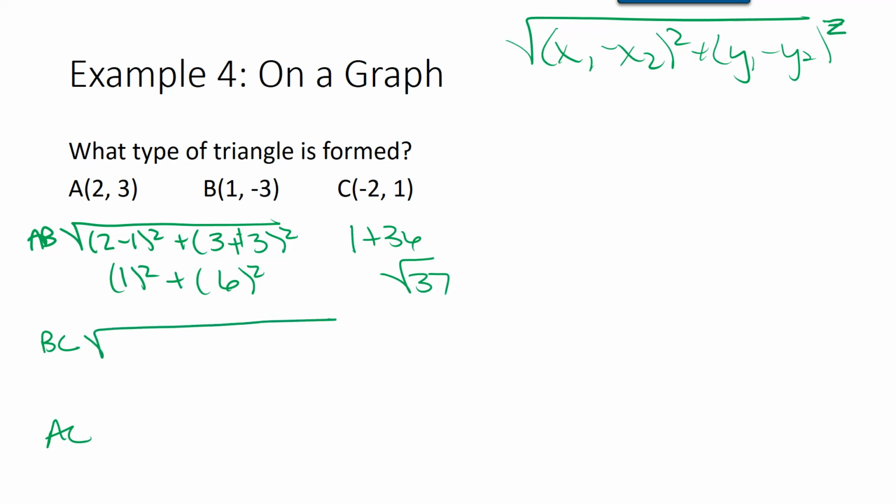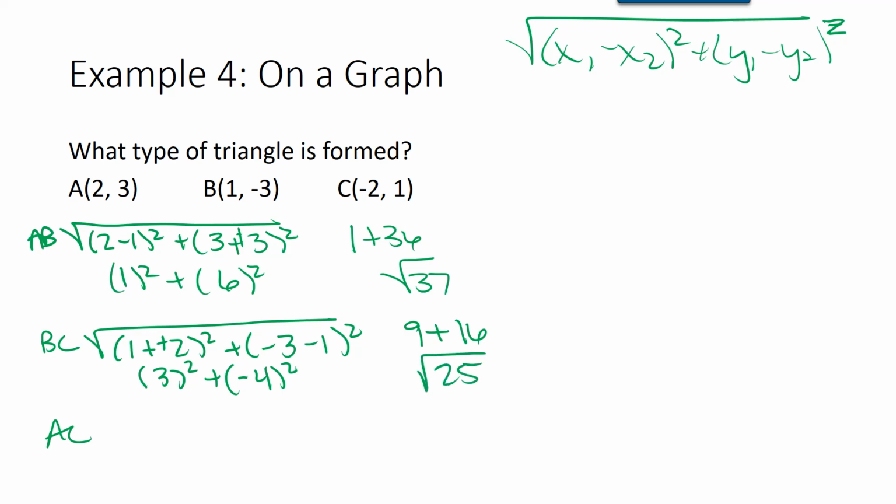Alright, BC, 1 minus a negative 2 squared plus negative 3 minus 1 squared. 1 minus a negative 2 is really 1 plus 2, so that's 3 squared, plus negative 3 minus 1, that's negative 4 squared. 3 squared is 9, and 4 squared is 16. 9 plus 16, that's 25, so the square root of 25. Now, like I said yesterday in your video, on these particular ones where we're plugging them into the Pythagorean theorem and we have square roots, do not simplify them. It's going to be a shortcut, save you some work if you don't simplify these radicals.